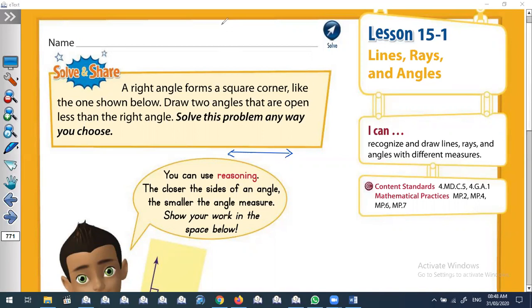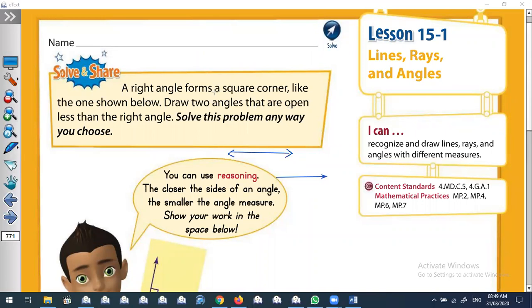A ray is like that, it has only one arrow. It has a starting point and no ending point. The line has no starting point and no ending point. Again, a ray has one starting point and no ending point. So this is a line and this is a ray.